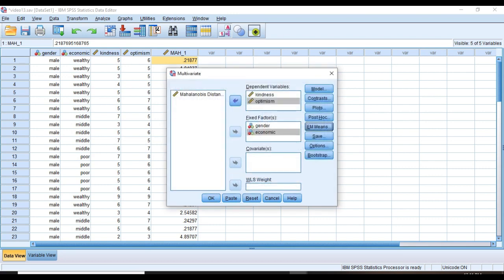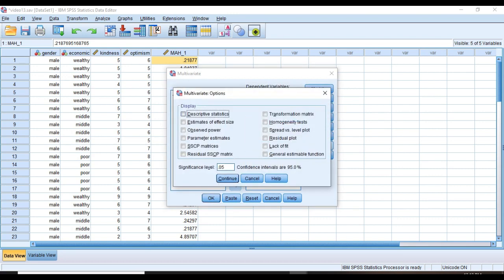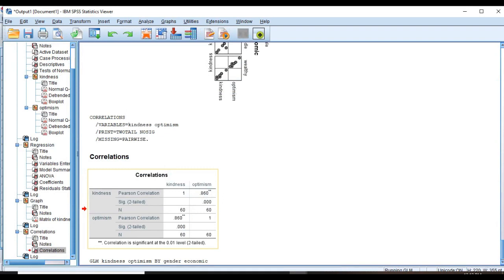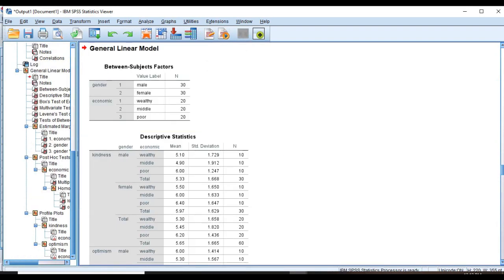So then click Continue, and then Options. And now check Descriptive Statistics, Estimates of Effect Size, and Homogeneity Tests. Now click Continue, click OK, and then Continue.